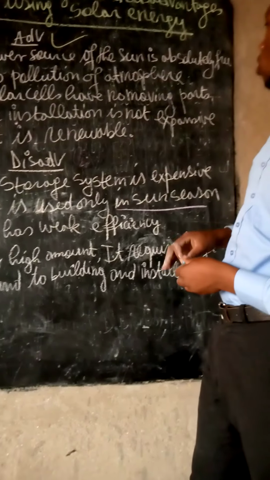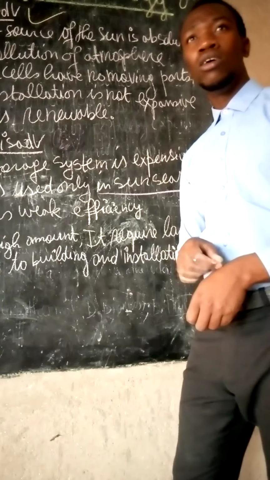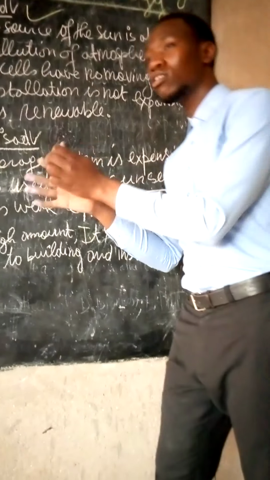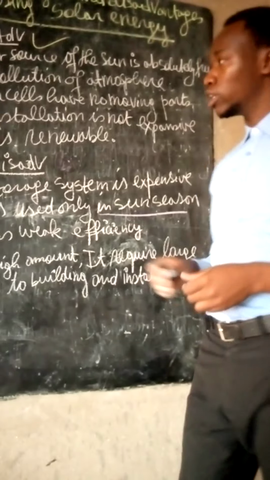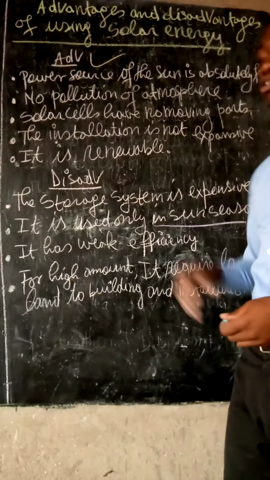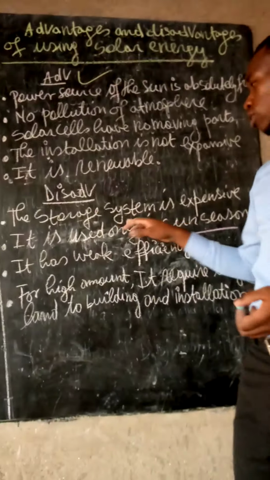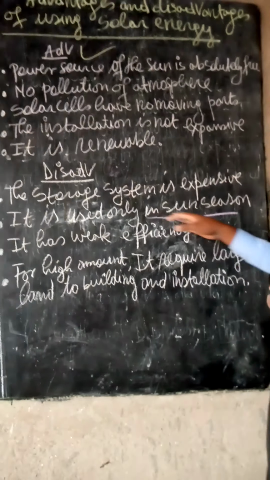Solar cells have no moving parts. If you fix them on the roof of your house, they don't move anywhere. The installation is not expensive and it is renewable. Disadvantages are these. The storage system is expensive. It is used only in the sun season.